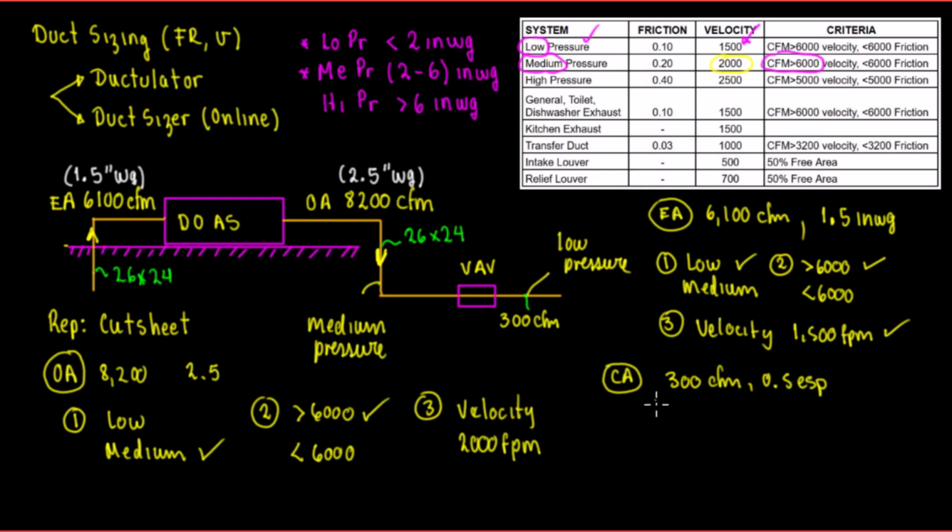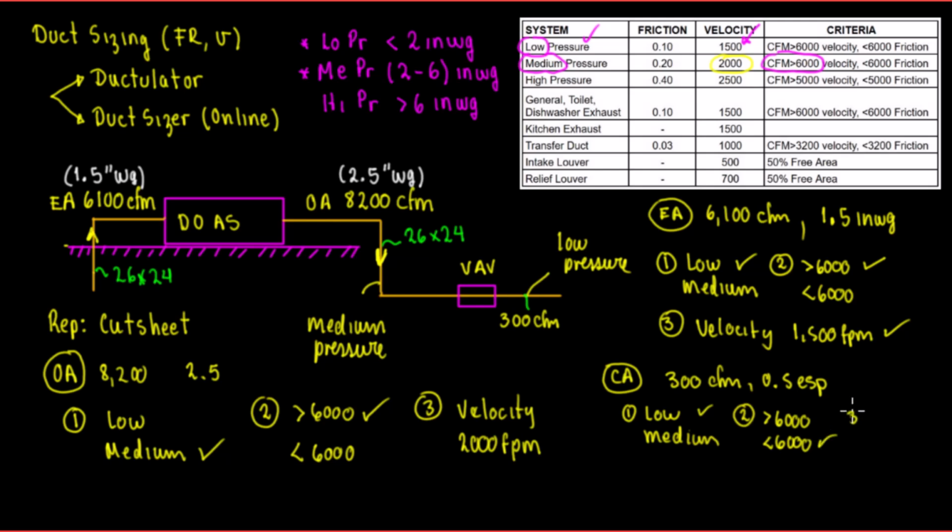All right. So overall it is less than 2 inches, and always when it goes after the VAV it is going to be low pressure, and before it is going to be medium pressure. Then step number 1. This is easier, but I'm just following the steps so no one gets confused. Is it low or medium? It's low, so we have a check mark. Number 2, is it going to be more than 6,000 or less than 6,000 CFM? It's obviously less, so check mark.